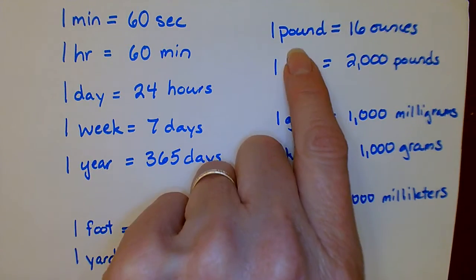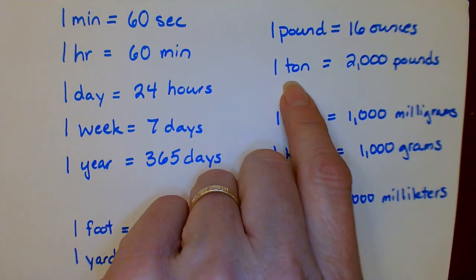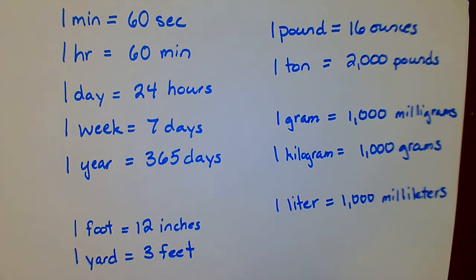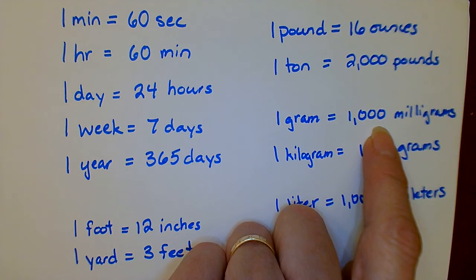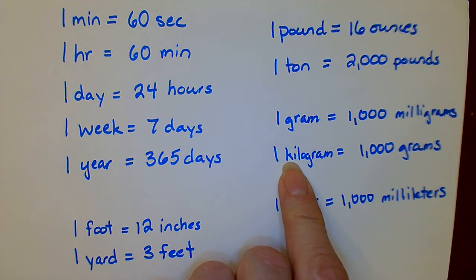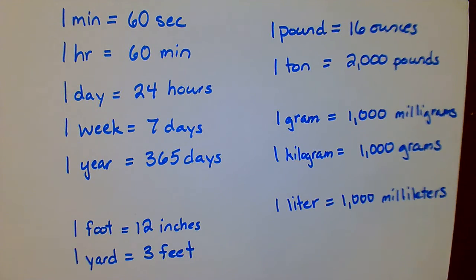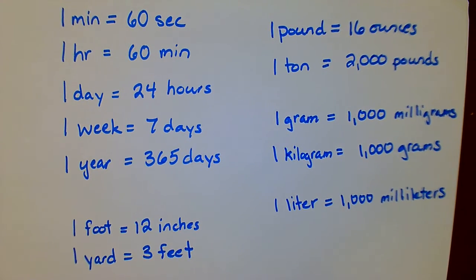Some of the weights we worked with were that a pound is 16 ounces, a ton is 2,000 pounds, a gram is 1,000 milligrams, a kilogram, and that's a K, I know it looks kind of like an H, let me fix that. A kilogram is equal to 1,000 grams, a liter is equal to 1,000 milliliters, this is like drinks. And then these are some things we've been talking about that we'll talk about more. One foot is equal to 12 inches, and one yard is equal to 3 feet.